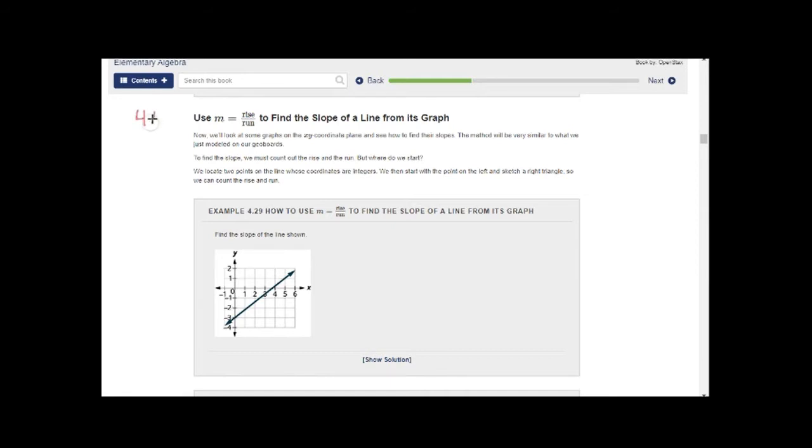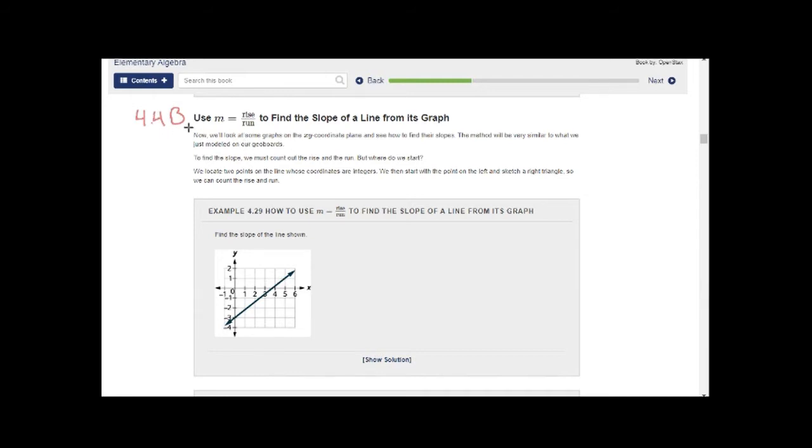This is 4.4b. Use m is equal to rise over run to find slope of a line from its graph. I'm a little burnt out from making videos, so I'm just going to project here the textbook and we'll go through this together. This isn't really a new concept anyways, it's just a lot of practice of applying the concept that you just learned to the coordinate plane.